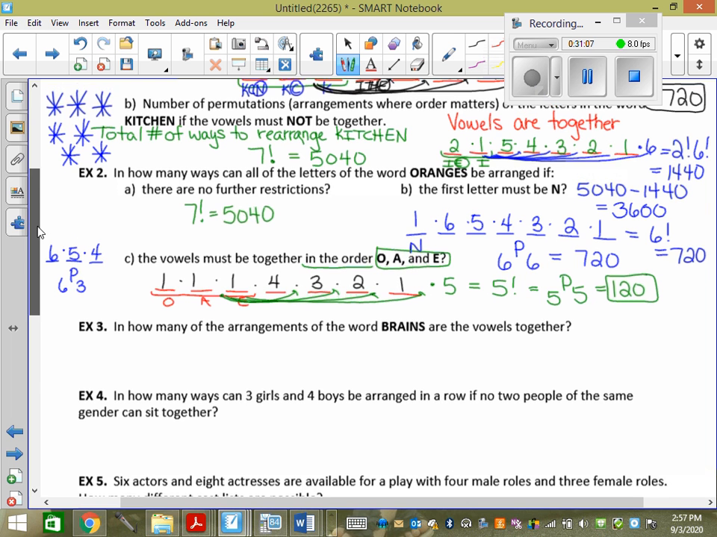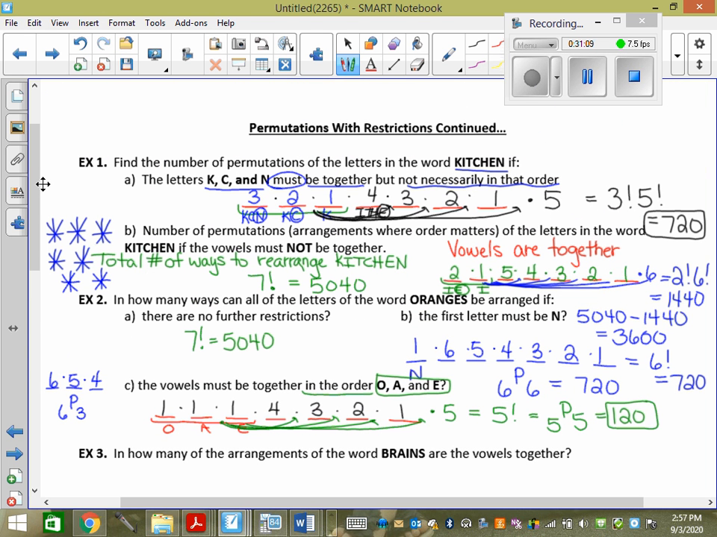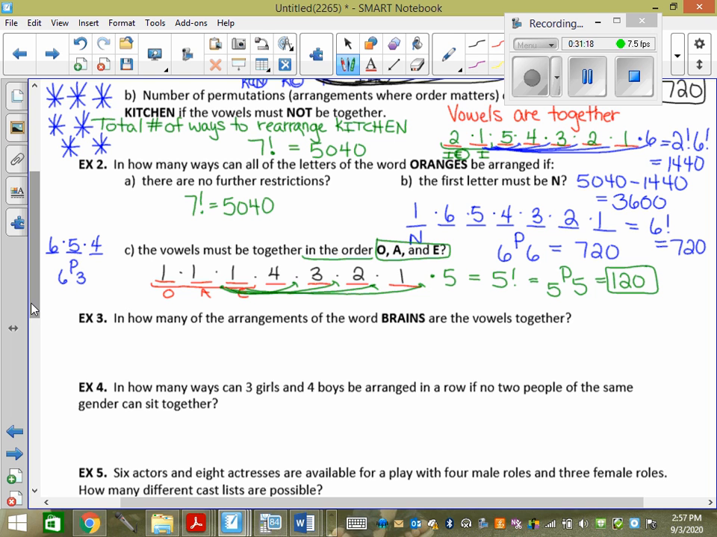Whereas up here it says the letters K, C, N must be together, but not necessarily in that order. So then I'd have 3 for the first blank, 2, and then 1. This one says it has to be in the order O, A, E. So I have to have O, then A, then E. So I only have 1, 1, 1. Does that make sense? Good question.